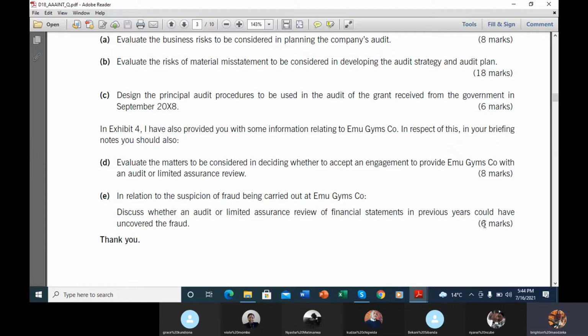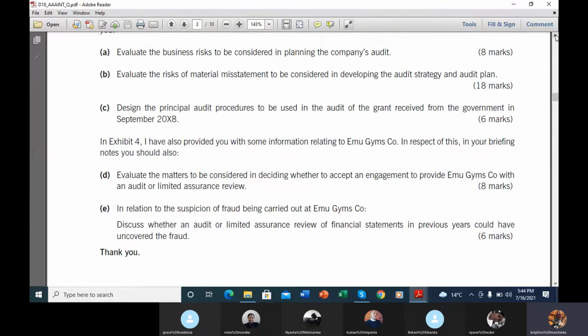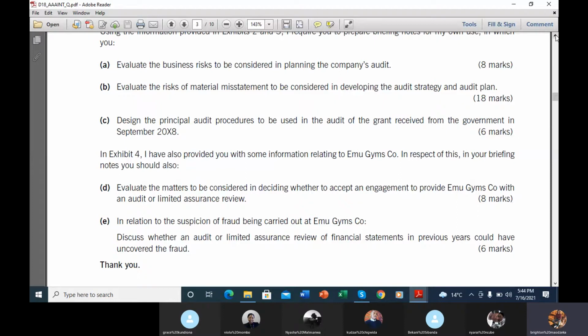After the introduction, you may skip a line. The first question: you are required to evaluate the business risk to be considered in planning the company's audit. I'm sure you will get 8 marks. So you must know how many points you're supposed to raise. Can someone try? How many points are you supposed to raise to get 8 marks? 4 points plus explanation for each point. At least 4 points, isn't it? Yes, at least 4 points. You should raise them and evaluate them.